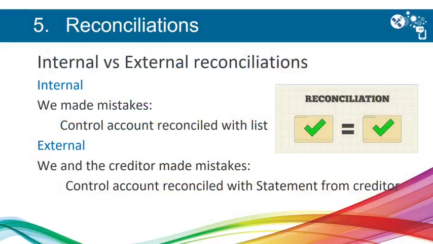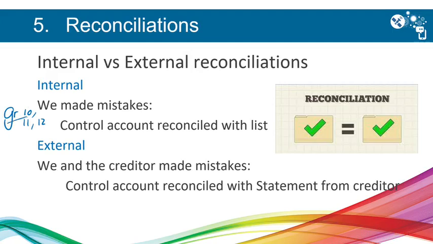Refer to reconciliations. There's an internal and there's an external reconciliation. Internally means we make all the mistakes, and this is where we compare our control account, whether it's a debtors control or the creditors control account, with a list of debtors and creditors. This is what we are going to do in grade 10. Yes, we are going to do that in grade 11 and 12 as well, but in grade 10 we focus on this one.